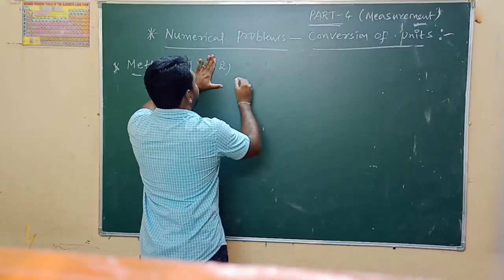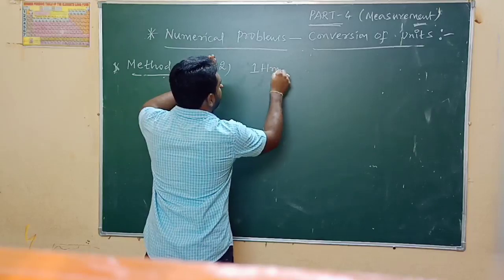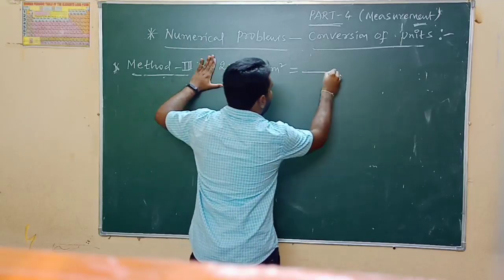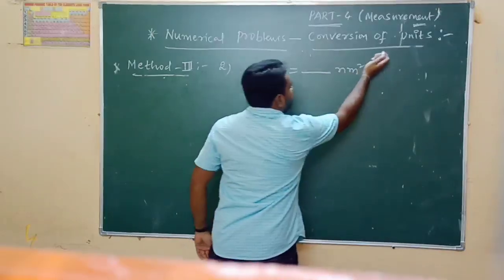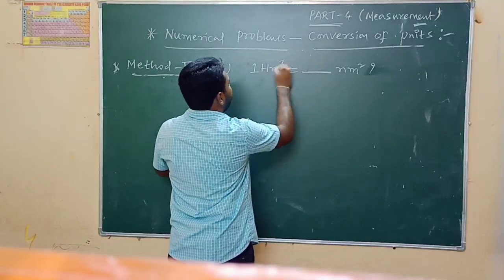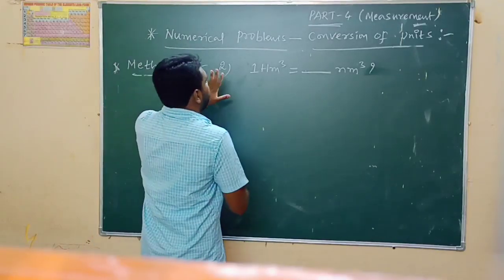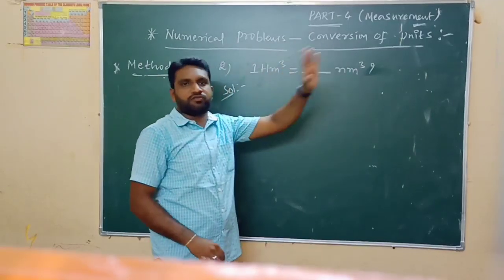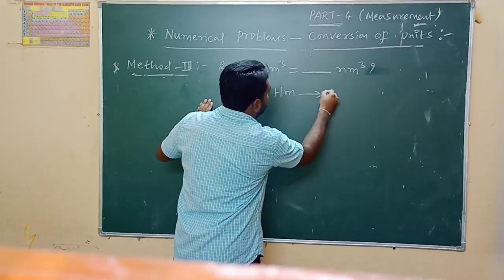Here the problem is: 1 hectare square... okay, listen, 1 hectare cube equals dash nanometer cube. That is the question. Here a cube is considered instead of a square, a different one we are going to consider. First, same as before, we should not consider the cubes. Keep them apart. We need to convert hectare to nanometer.